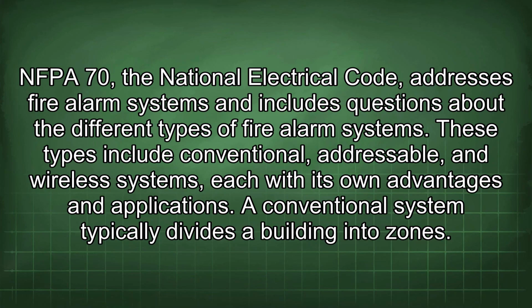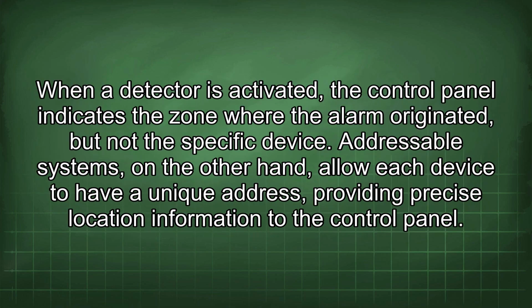NFPA 70, the National Electrical Code, addresses fire alarm systems and includes questions about the different types of fire alarm systems. These types include conventional, addressable, and wireless systems, each with its own advantages and applications. A conventional system typically divides a building into zones. When a detector is activated, the control panel indicates the zone where the alarm originated, but not the specific device.